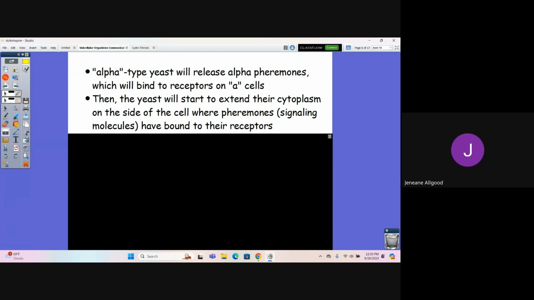Okay, so now if we think about those yeast, the A yeast had its pheromones bind to the left side of the alpha yeast, and the alpha yeast had its pheromones bind to the right side of the A yeast. So that kind of lets them know which direction these other yeasts can be found in.